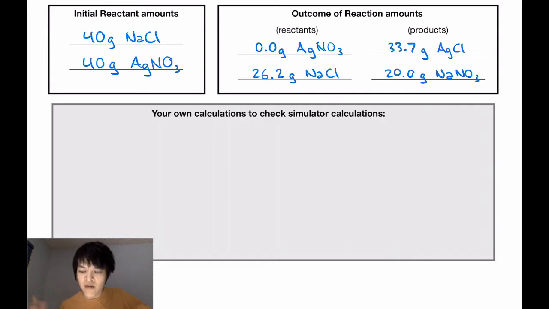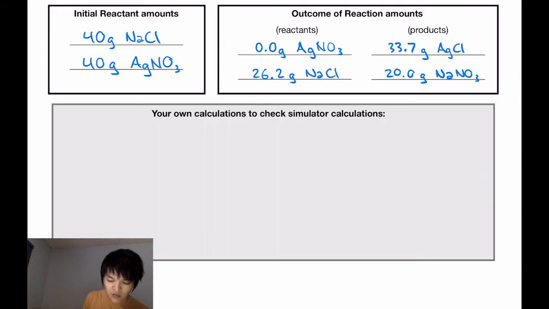Now, basically, we shouldn't need a simulator to figure out which reactant is a limiting reactant. But this simulator is saying that the silver nitrate is a limiting reactant. And I'm going to show you that you can actually prove this with your calculations, okay? And what this means is it entails two calculations since we have two reactants.